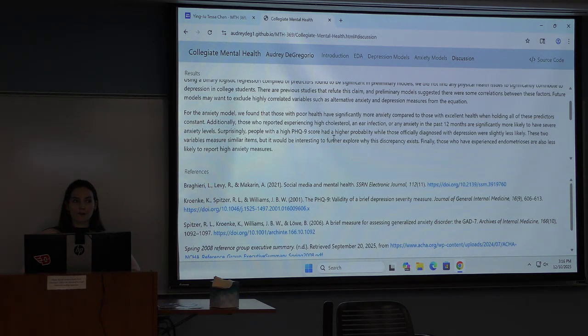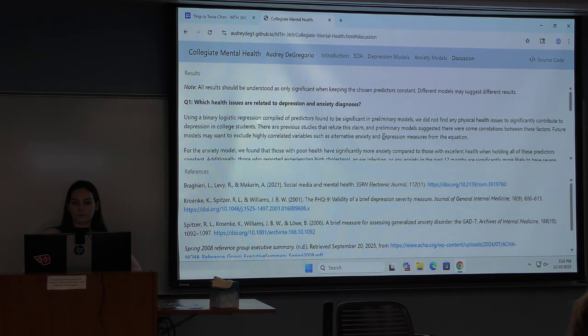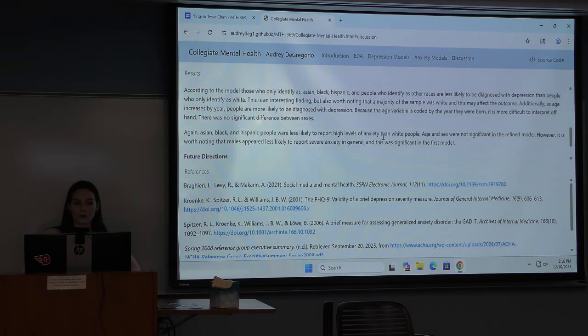We may not have found as many results as I would have liked because there were such small reports for all of these physical health issues. The sample was 509, but they were also college students, so some of these more specific health issues might not be as prevalent in a smaller sample like that when those college students are pretty healthy.